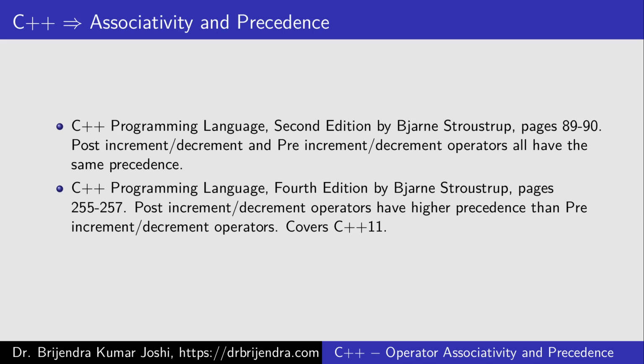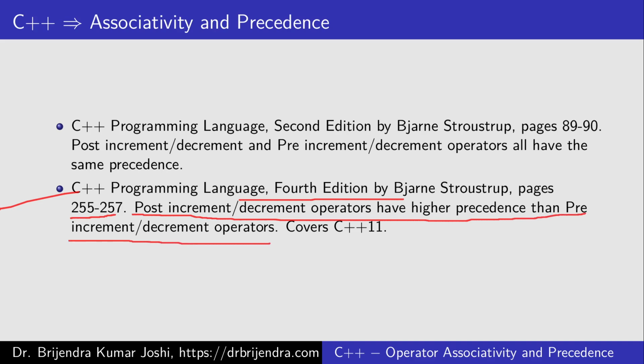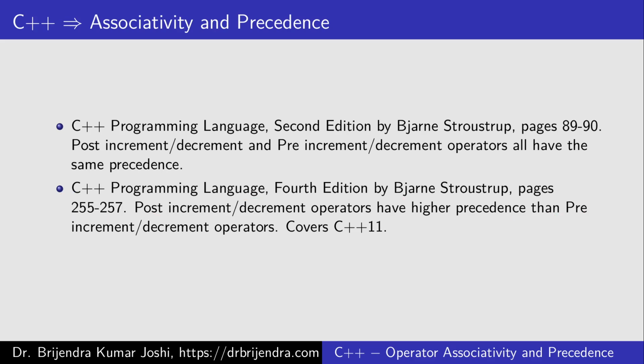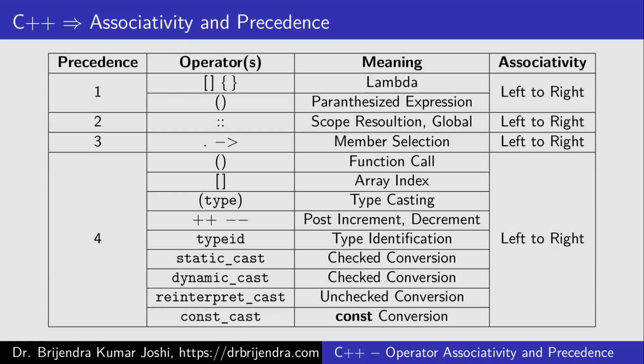When I read the book by Bjarne Stroustrup, The C++ Programming Language, 4th edition, pages 255 through 257, I found that post-increment, decrement operators have higher precedence than pre-increment, decrement operators. Actually, this book covers the C++11 standard. So in the new standard, the order of precedence has changed. Not many new operators have been added, but the precedence of pre-increment and post-increment operators has been made different. So one has to be very careful which standard your compiler is following. Now let us see all the operators, their precedence, meaning and associativity.